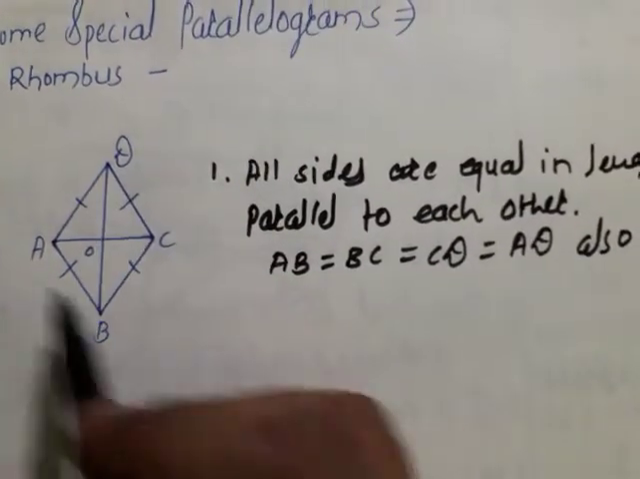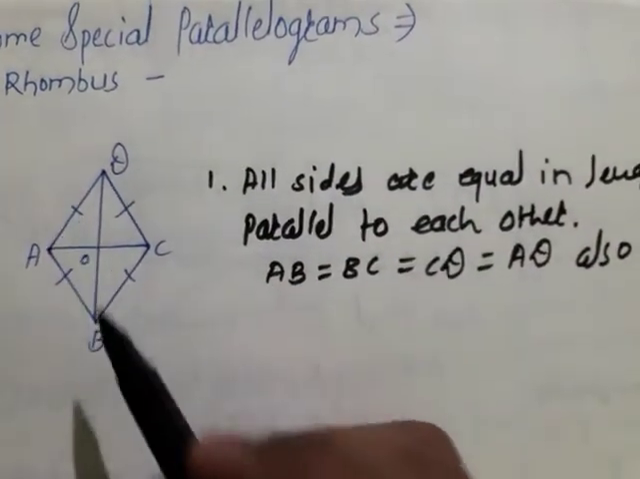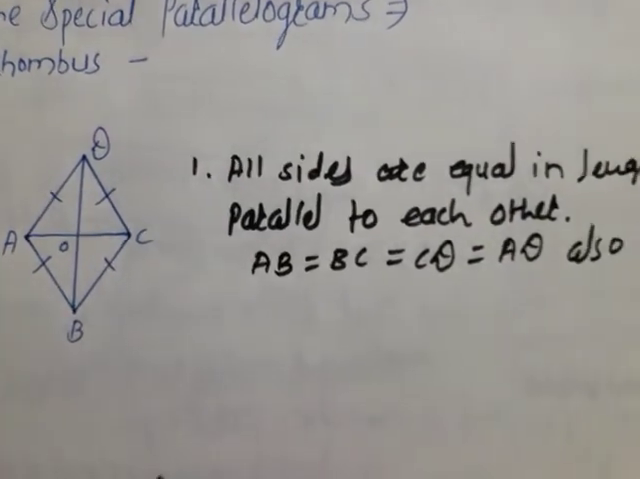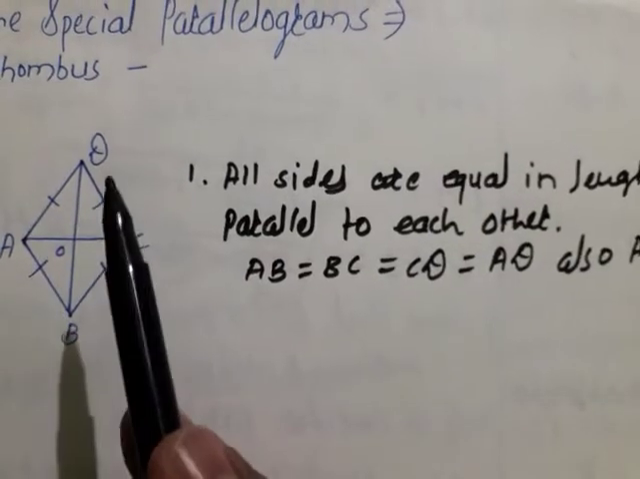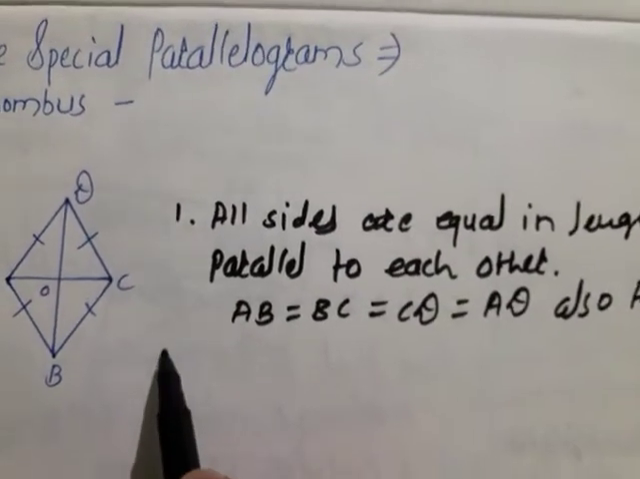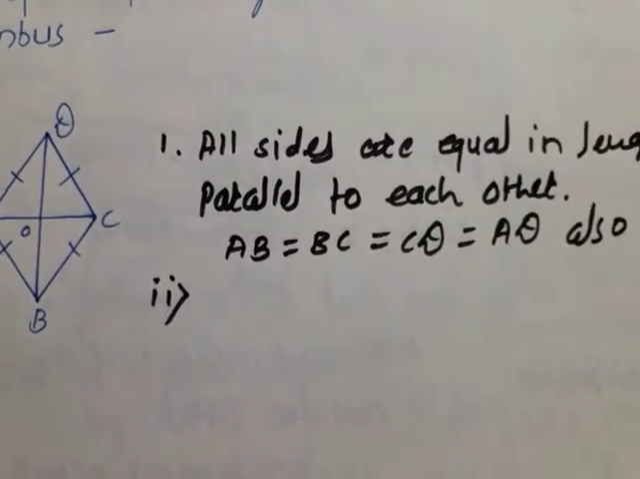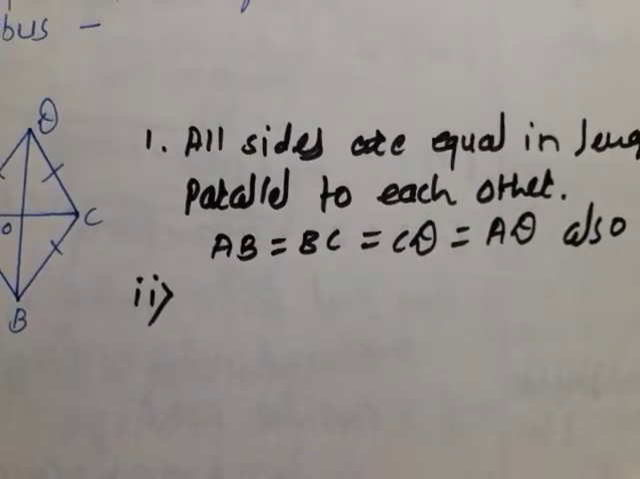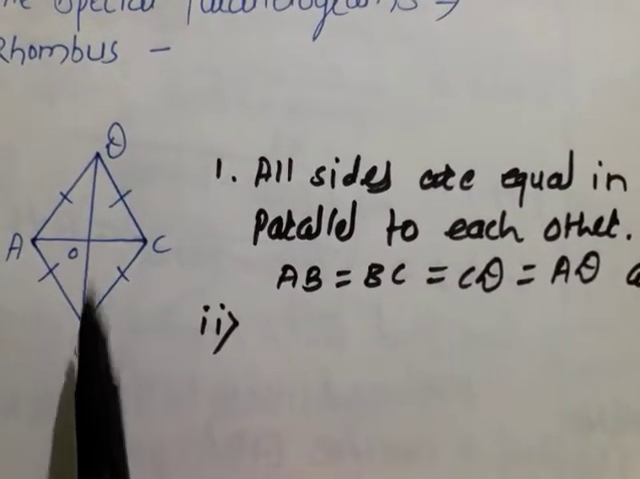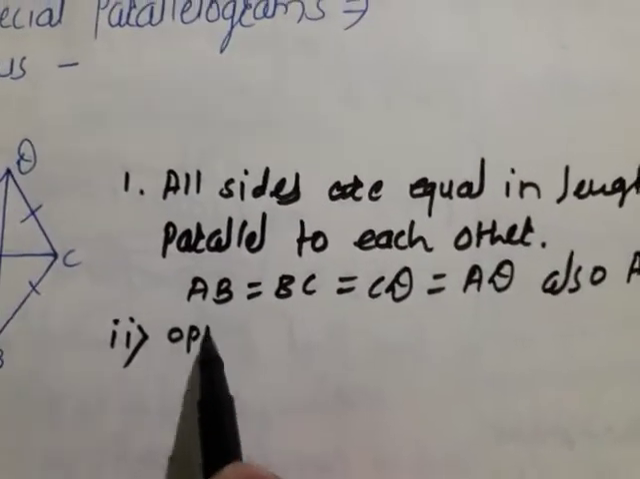All sides are equal and opposite pairs of sides are parallel to each other, and because of that we get the second property. What is that? Look here, opposite angles are equal in measure, which means angle A is equal to C and B is equal to D.